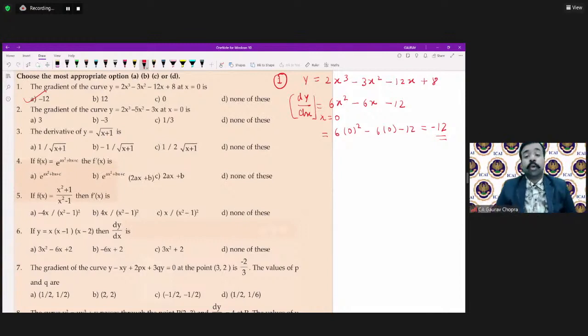Gagandeep is asking about the meaning of the term propensity. See, MPC and MPS are detailed topics of the subject economics. So it will take time to discuss here because this is basically not part of mathematics, but you can discuss it in the economics portion. All right.